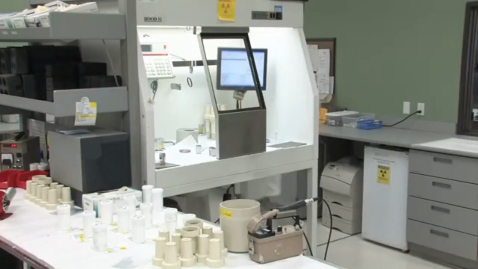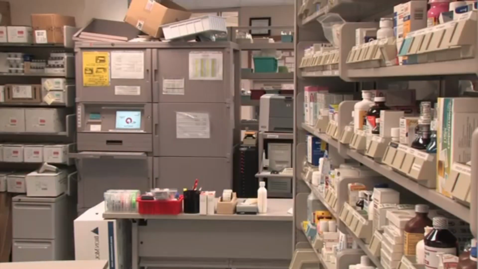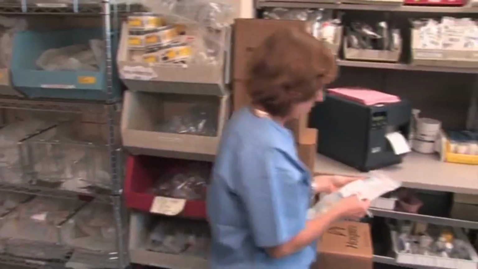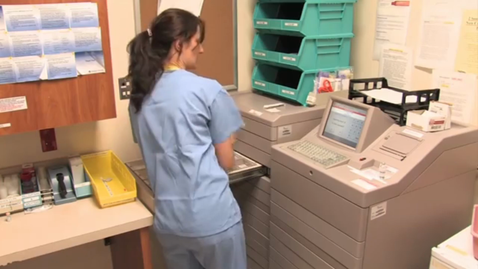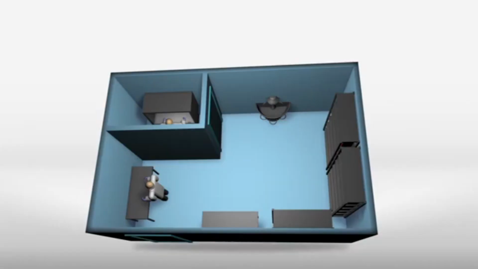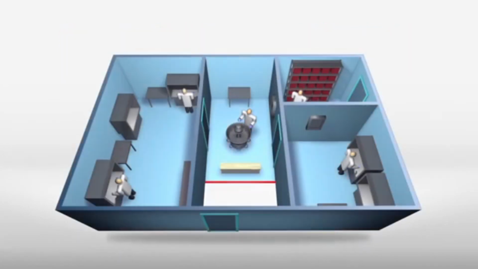Sometimes a primary engineering control must be placed in an area that does not meet USP 797 requirements for a clean room. This might happen at a pharmacy that does not have the space or resources to create a clean room, or in a pharmacy satellite to supplement a clean room. In these situations, a primary engineering control may be placed in a dedicated space outside of a clean room called a segregated compounding area. Let's take a quick tour of a typical compounding environment.